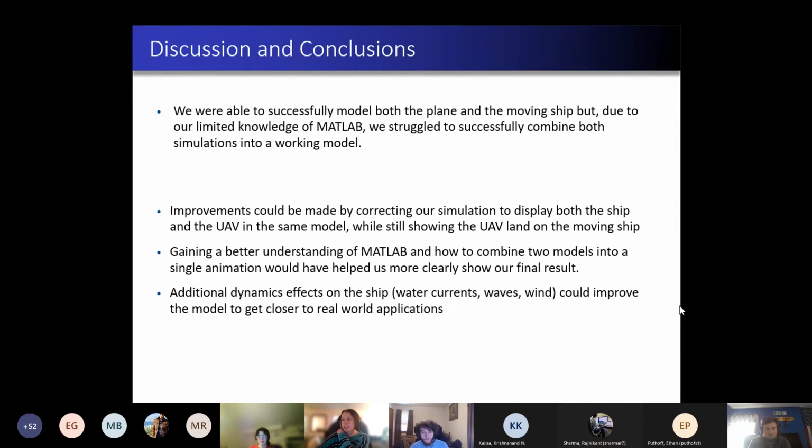So yeah, gaining a better understanding of MATLAB and how to combine the two models into a singular animation would have helped us more clearly show our final result, because we just decided to show two separate animations that they both land at the same coordinates at the same amount of time. Additional dynamics effects on the ship, like the water currents, the waves, and wind, could improve the model to get closer to the real world applications we were looking for.